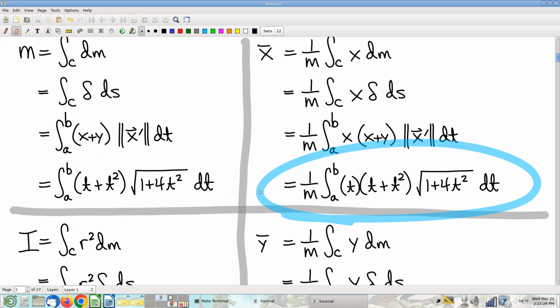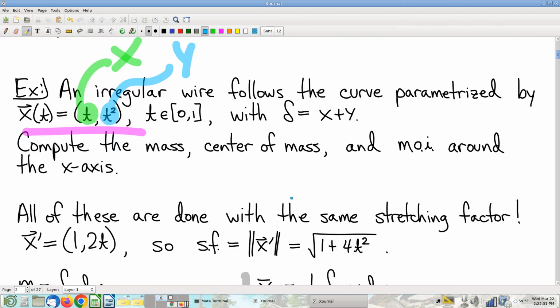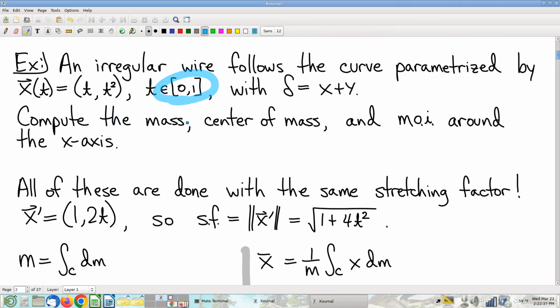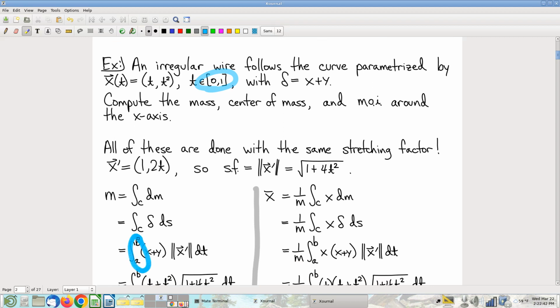Yes? Would a and b be 0 and 1? Yes, and I think that was a typo from when I wrote these notes. I've already got it on my to-do list to change. Yeah. 0 and 1, you're quite right, are what the a and the b ought to be.